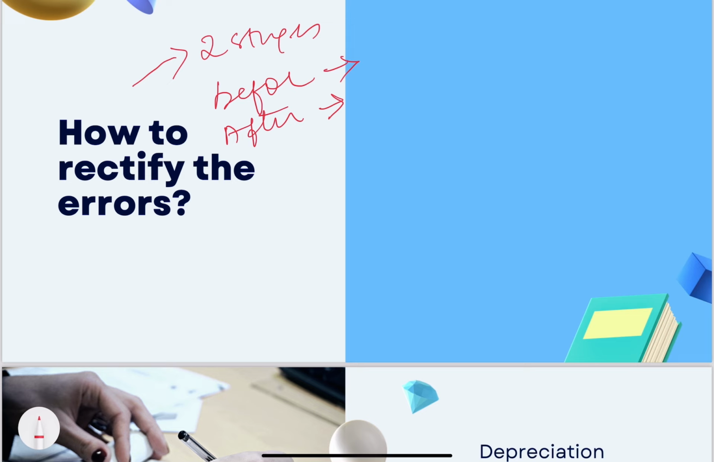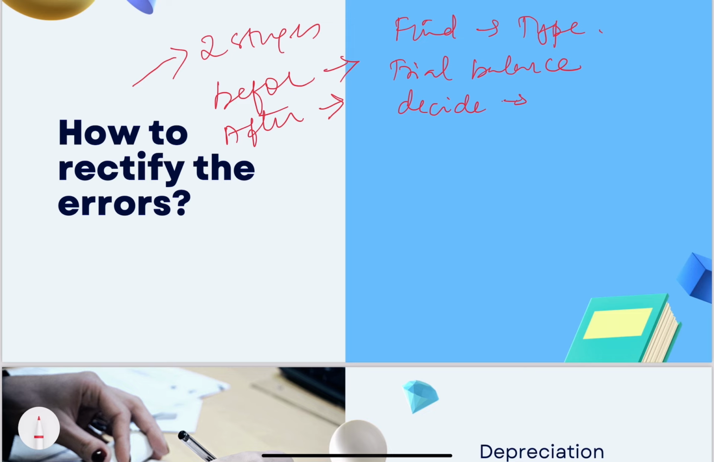So what are the guiding principles? First, you'll have to find the type of error, either commission, omission, principle, or compensating. See whether it affects the trial balance. If balance does not tally, it is an error on only one side. If it tallies, it might be a compensating error on both sides. Then decide what kind of correction method you can use. Before trial balance, correct it in the ledger. But if it is after, you will have to pass journal book rectifications.